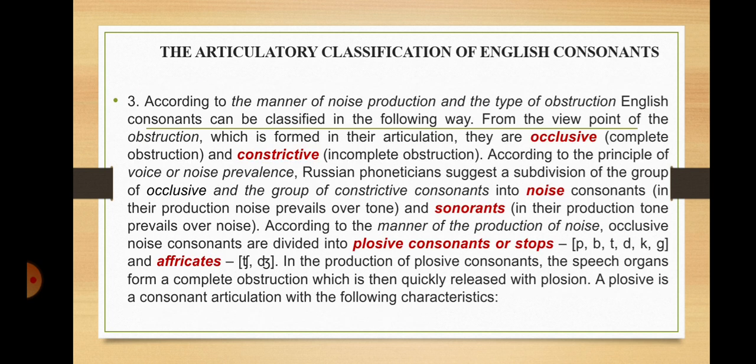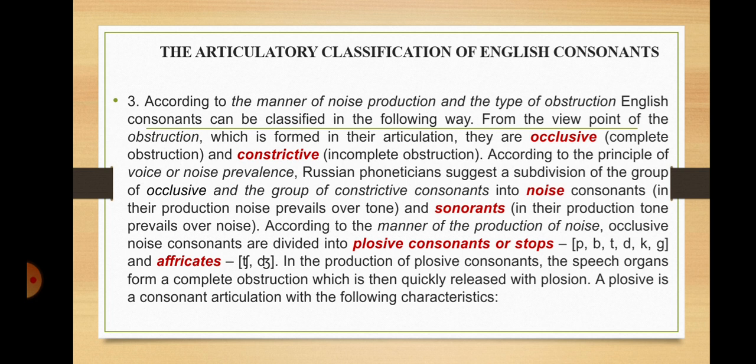According to the manner of noise production and the type of obstruction, English consonants can be classified in the following way. From the viewpoint of the obstruction which is formed in their articulation, they are occlusive, complete obstruction, and constrictive, incomplete obstruction. According to the principle of voice or noise prevalence, Russian phoneticians suggest a subdivision of the group of occlusive and the group of constrictive consonants into noise consonants, in whose production noise prevails over tone, and sonorants, in whose production tone prevails over noise.